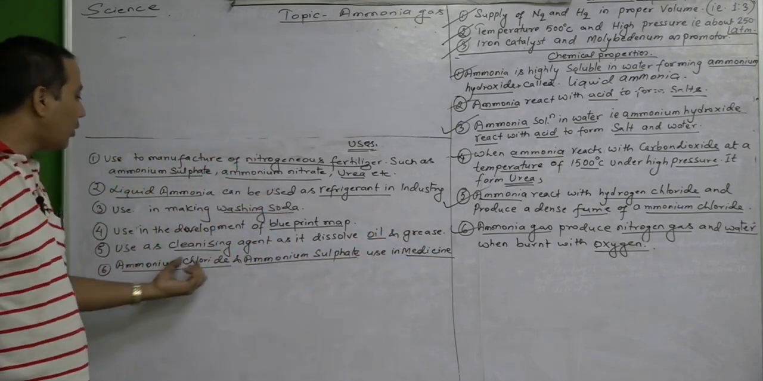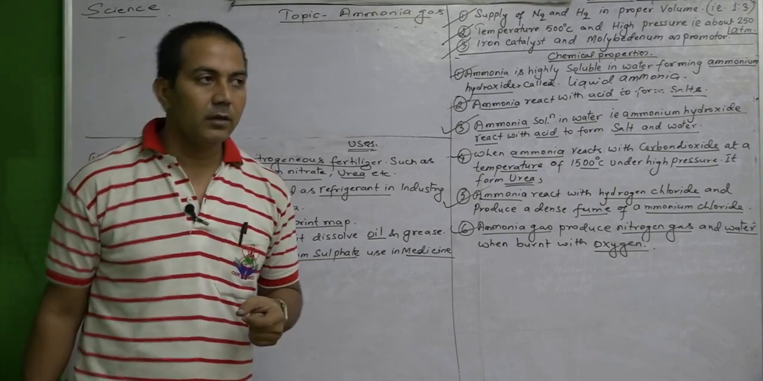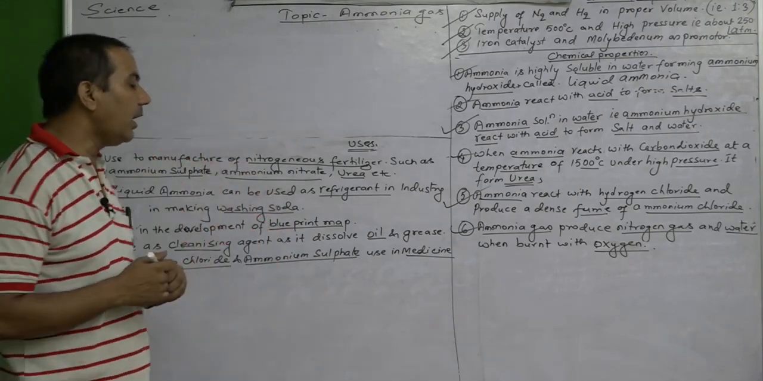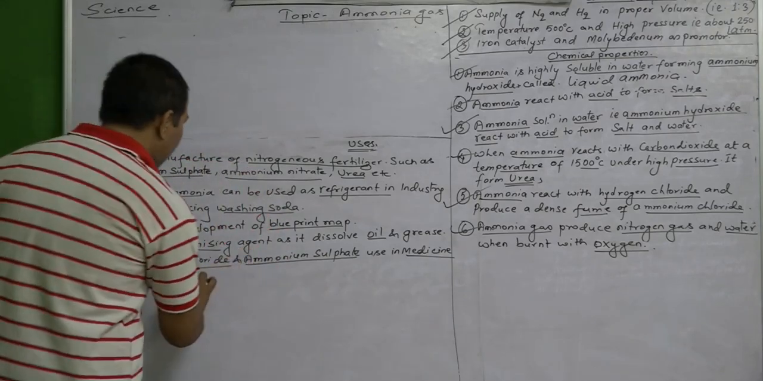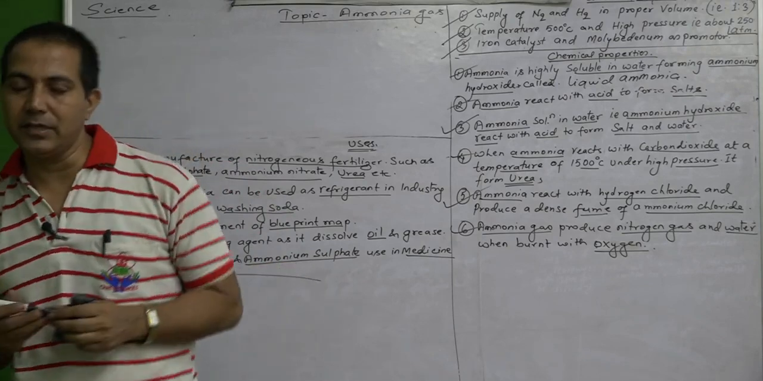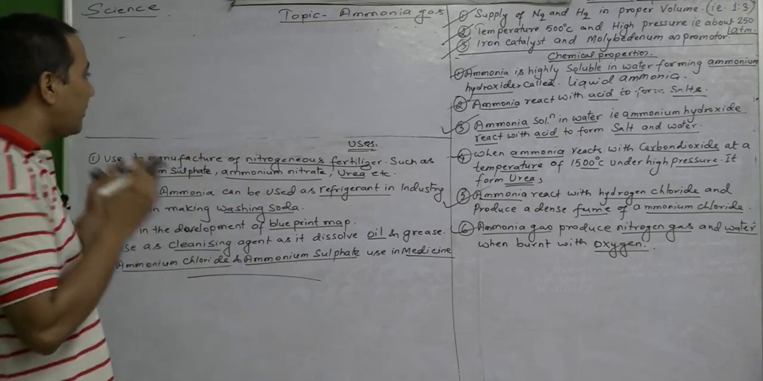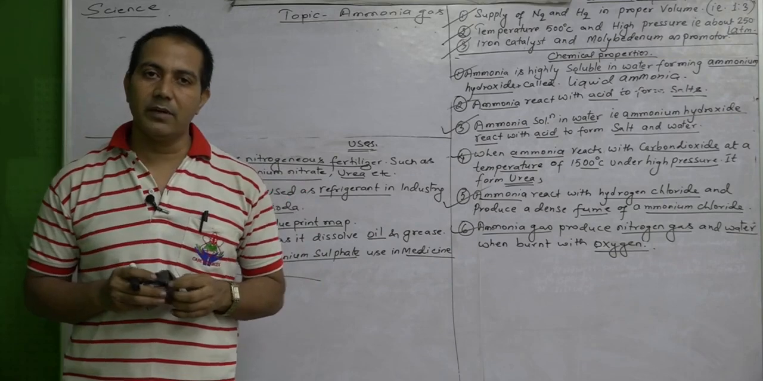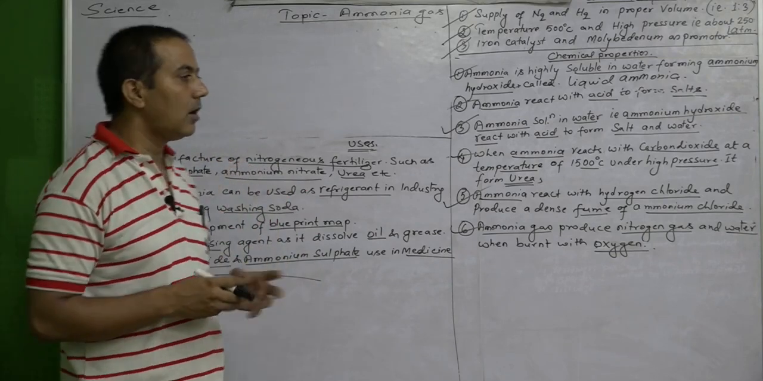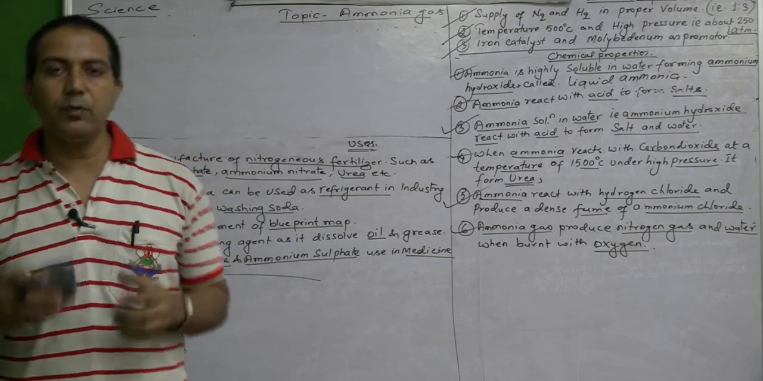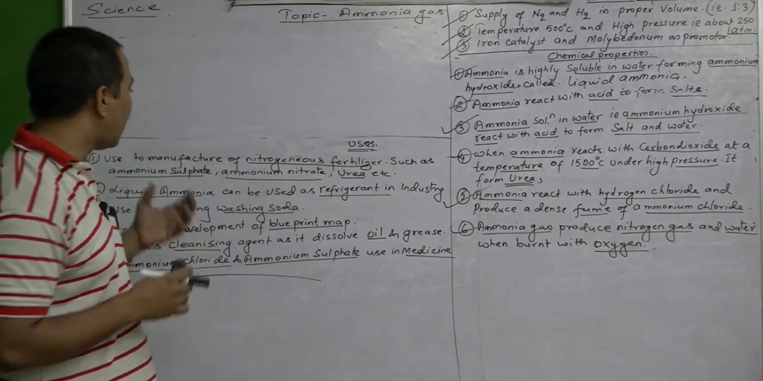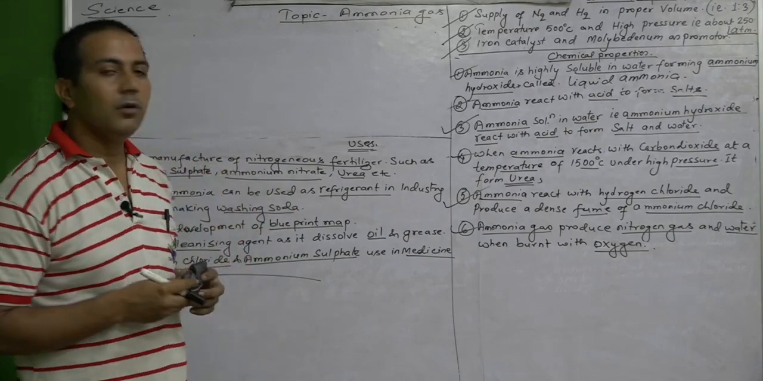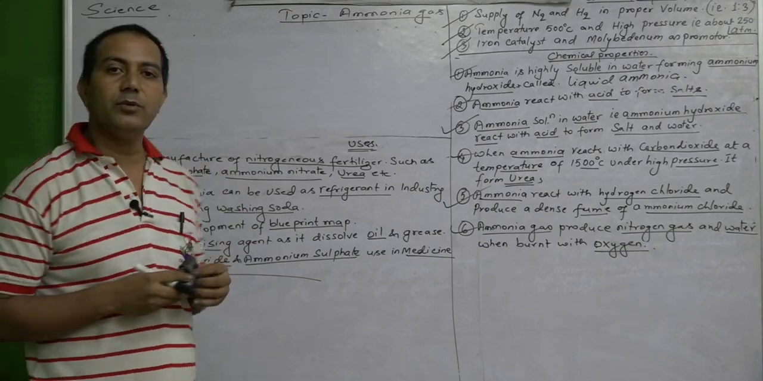And the next one, ammonium chloride and ammonium sulfate. Ammonium chloride and ammonium sulfate are especially used in making medicines. So these are some of the topics regarding ammonia gas, and we complete this topic here. I hope you understand all this topic, and if you are not going through this properly, you can watch the video more and more times, so it will make it easy to understand.